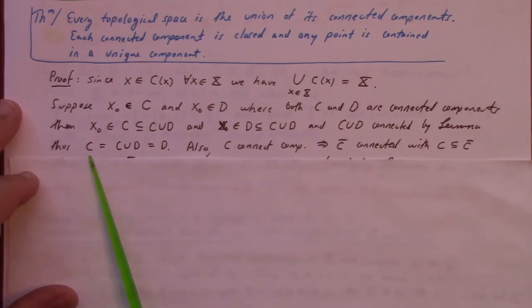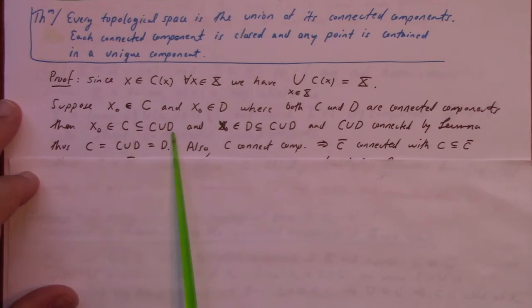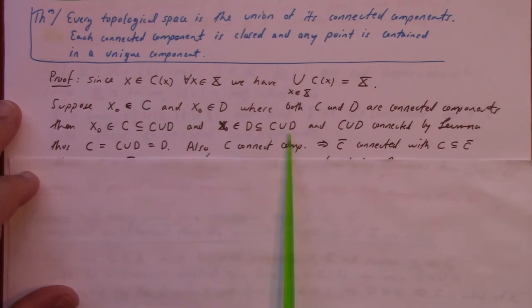Thus, it must be that we have C as a subset of this, and D as a subset of this, which means that C union D is connected by the lemma.